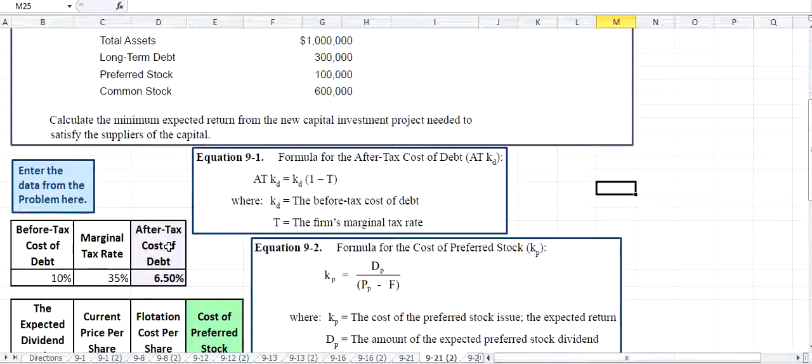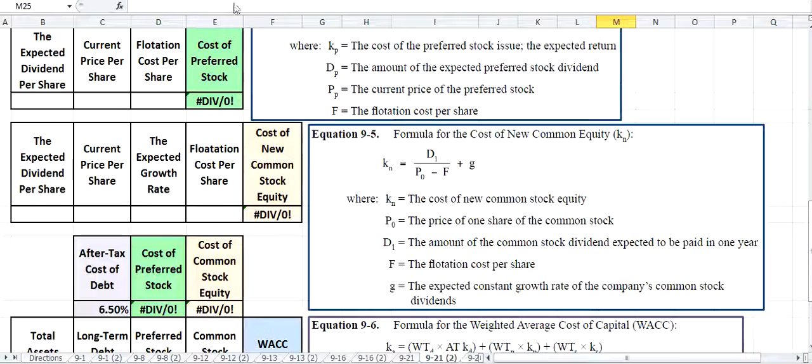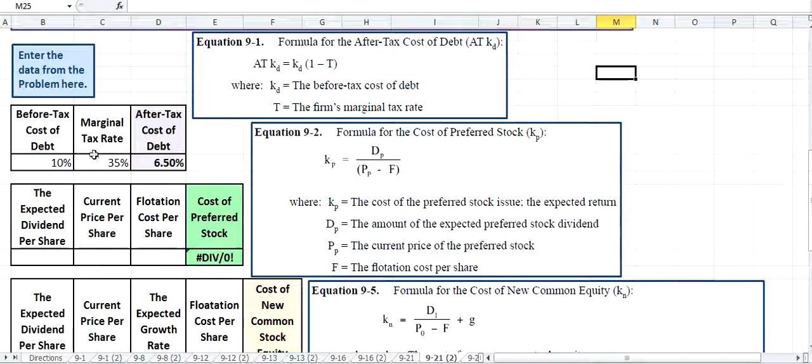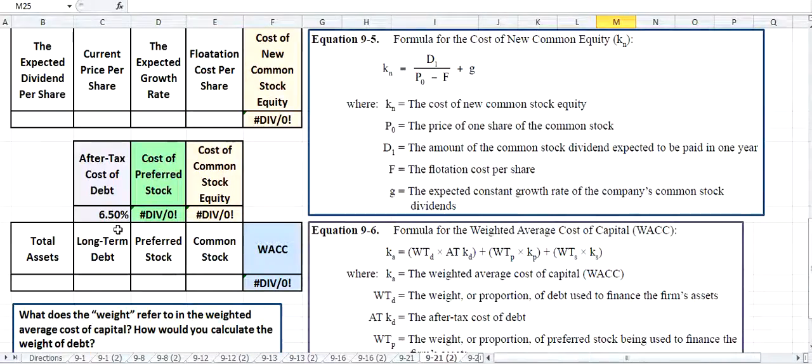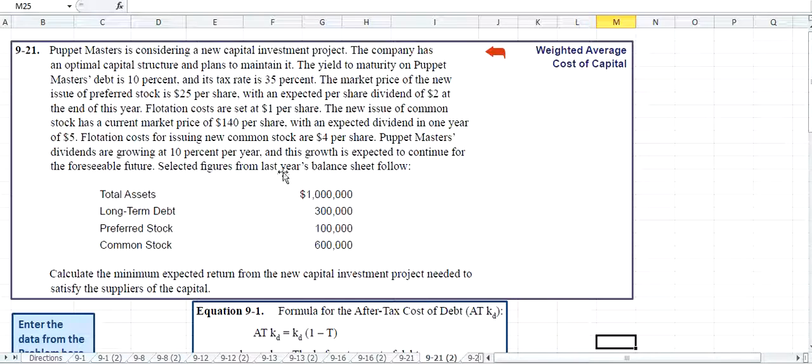Now, I've designed this spreadsheet where that should automatically go in down here, and it does. So as long as you get these numbers right in these two boxes, your before tax cost of debt and your marginal tax rate, then the shaded boxes will take care of themselves. That makes it a little bit easier.